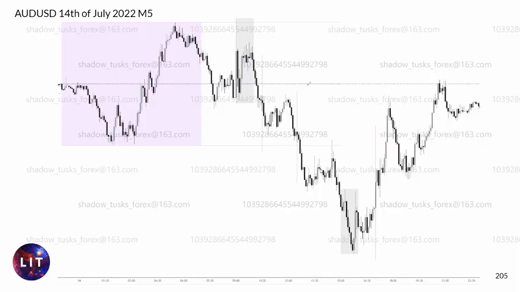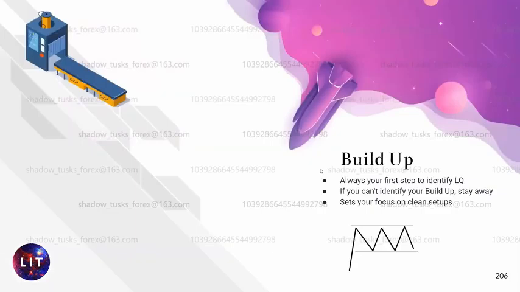So let's jump in. Obviously, you guys are going to know the first step by now. We've repeated it so many times, right? The build up. This is always going to be your first step. Can't stress this enough. If you can't identify your build up, you wait until you can. There's no reason to rush and try and get into these trades. You need to wait for identifying your build up. Once you identify your build up, that's where everything sort of clicks into place.